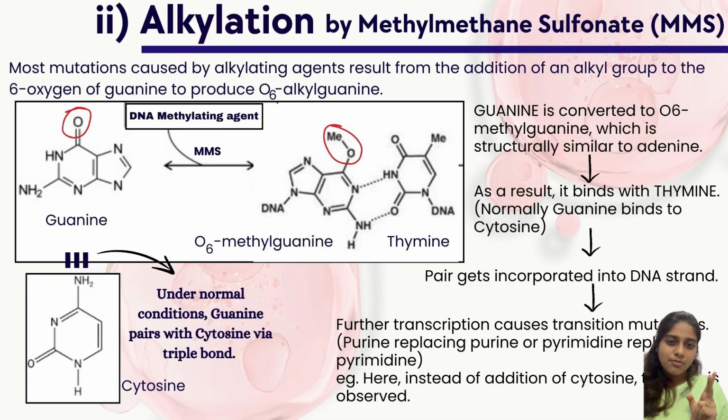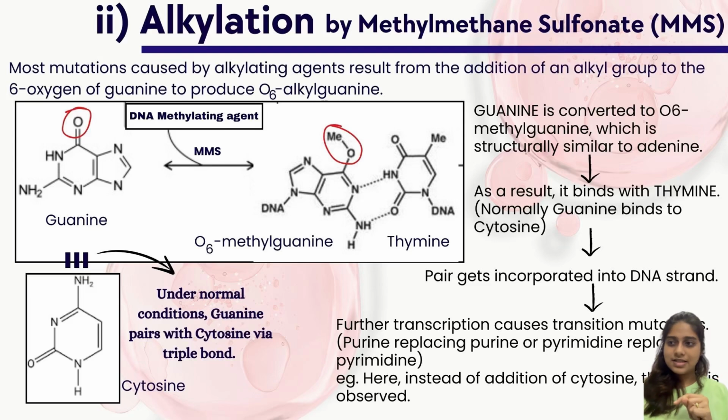Let's go to the second mode of action, which is alkylation. Alkylation, if you know, is addition of alkyl group to a chemical structure. Now our mutagen for now is methyl methane sulfonate or MMS. If you guessed correctly, methyl methane sulfonate has a methyl group. That's why under alkylation we can also say that MMS causes methylation, which means addition of a methyl group.